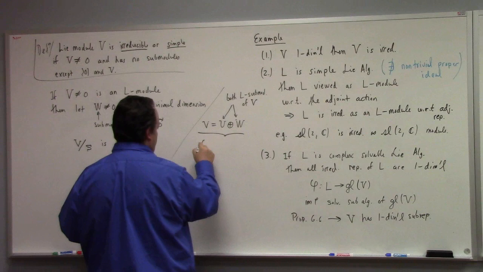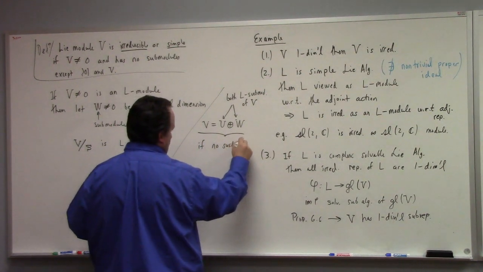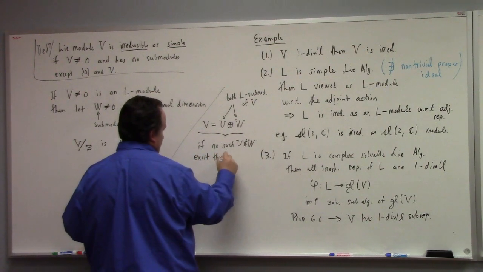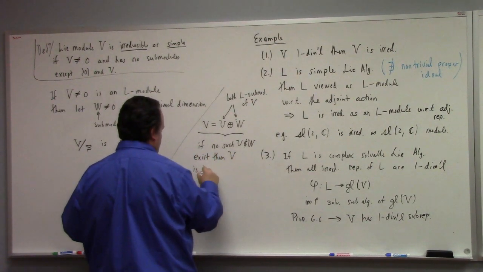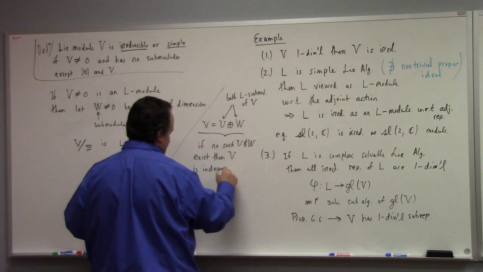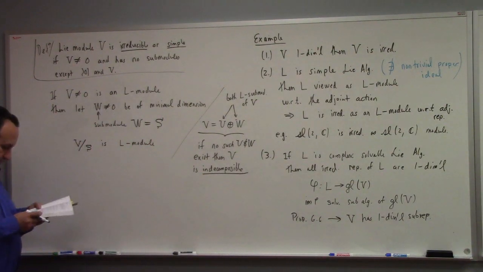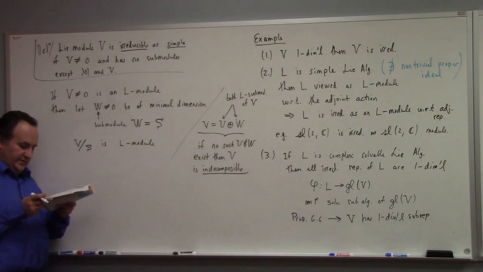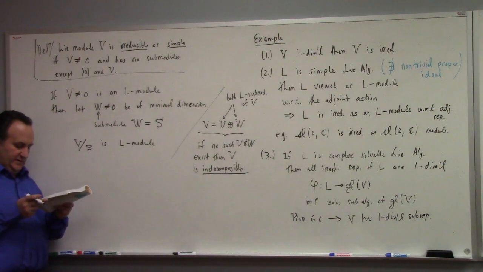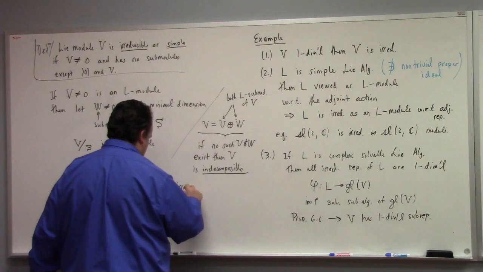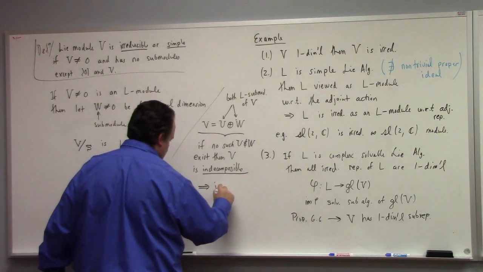So if no such U and W exist, then V is indecomposable. If there are no non-zero submodules U and W such that that is true. Clearly an irreducible module is indecomposable. So irreducible implies indecomposable.